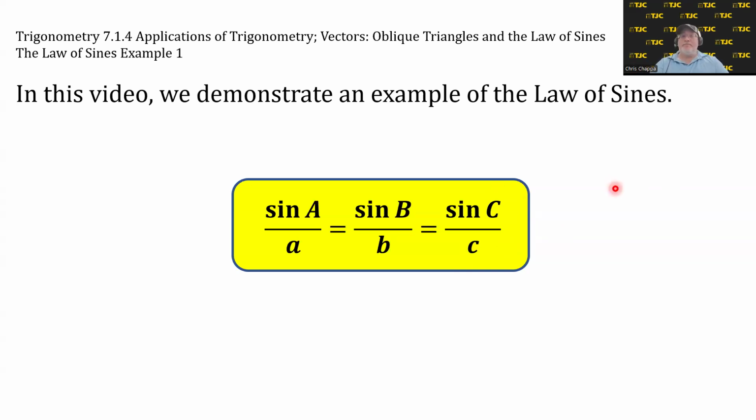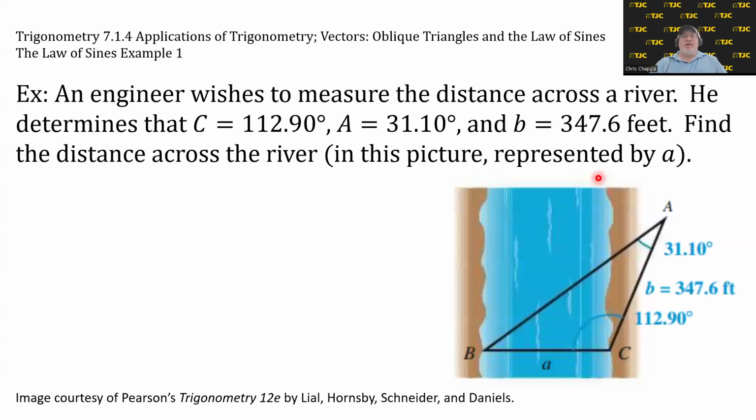For example, an engineer wishes to measure the distance across a river indicated by segment BC. He determines that angle C is 112.90 degrees, angle A is 31.10 degrees, and B, the distance between A and C, is 347.6 feet. Find the distance across the river, in this picture represented by side A, which makes sense because it's opposite angle A.